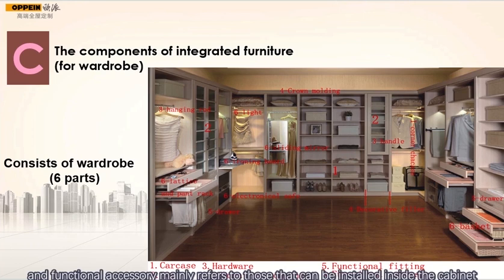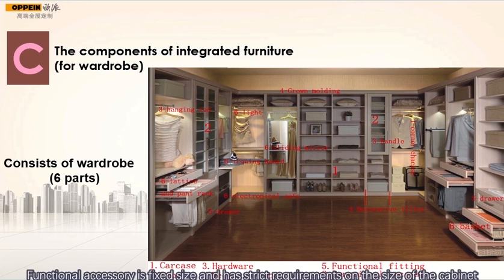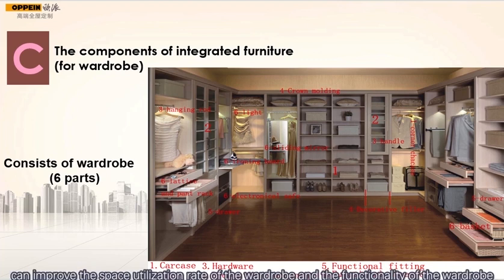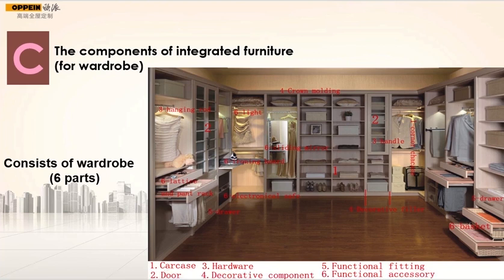And functional accessory mainly refers to those that can be installed inside the cabinet. Functional accessories are fixed in size and have strict requirements on the size of the cabinet. The reasonable use of functional fittings and functional accessories can improve the space utilization rate of the wardrobe and the functionality of the wardrobe.